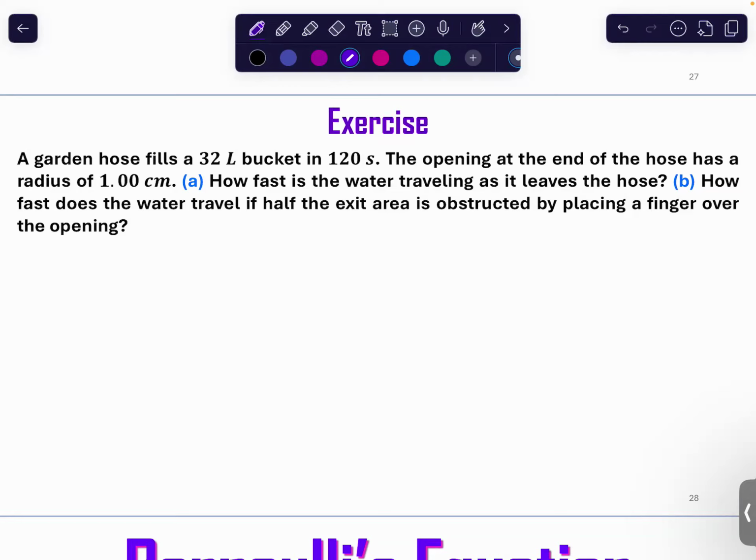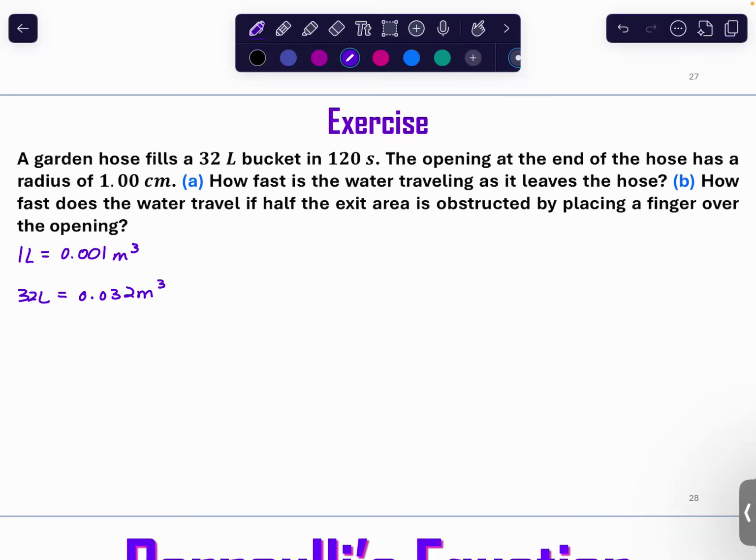The first thing we're going to want to look at is, we're looking for a speed, so we want things in meters per second. Liters isn't going to cover it. So we know that 1 liter is 0.001 cubic meters, so that means that 32 liters is 0.032 cubic meters. Now, we have cubic meters and seconds.